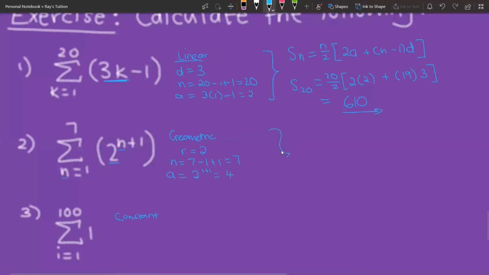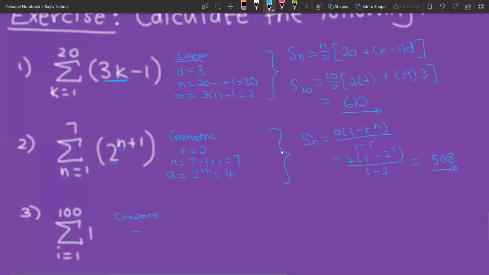Now that we have that, we can use our formula. This time we're calculating a geometric sum, so we're using the geometric formula. So this here is 4 times 1 minus 2 to the power of 7, all over 1 minus 2. Typing that into your calculator, we get that it is equal to 508. So that is that sum.